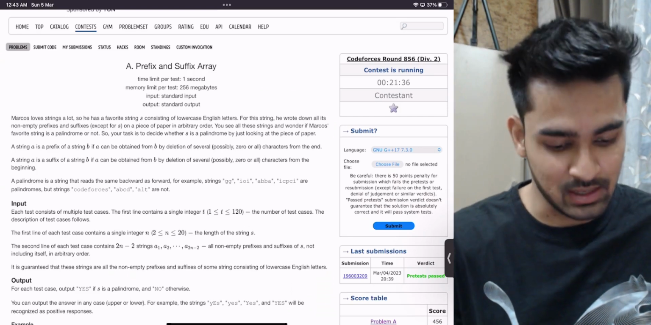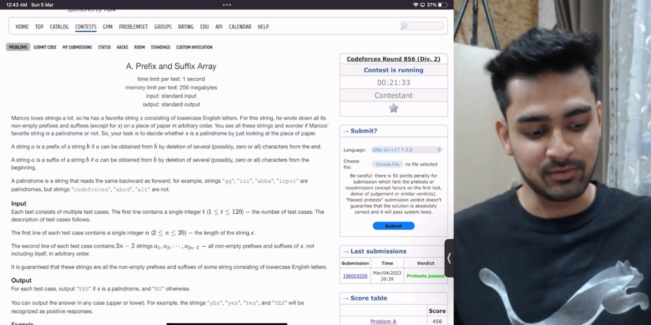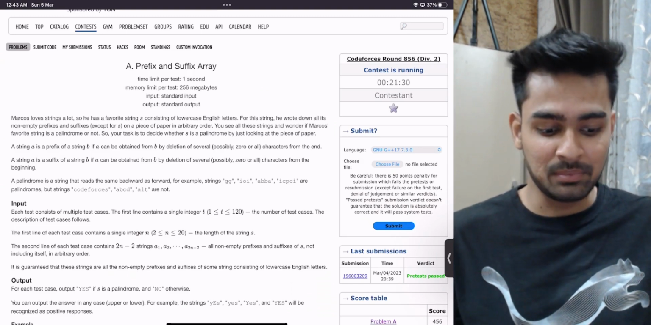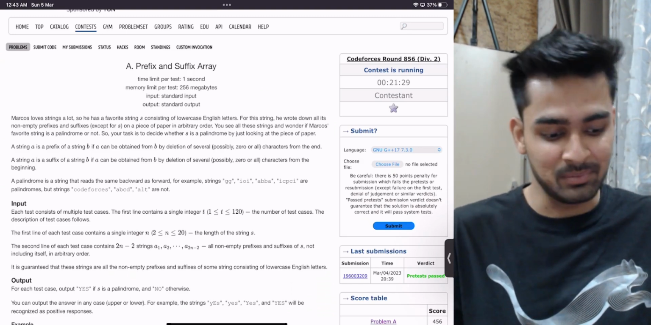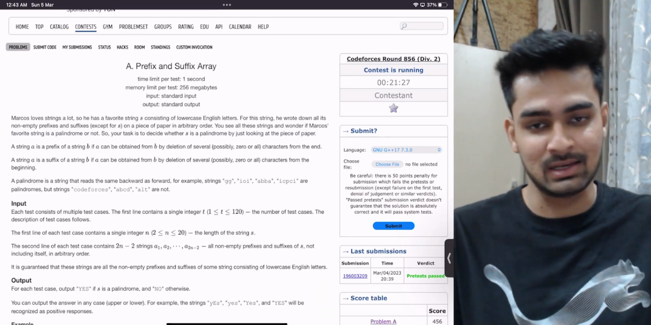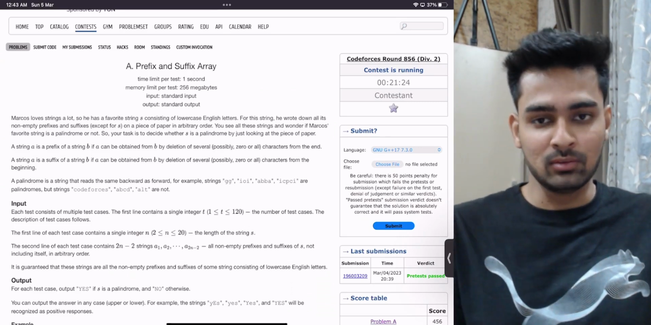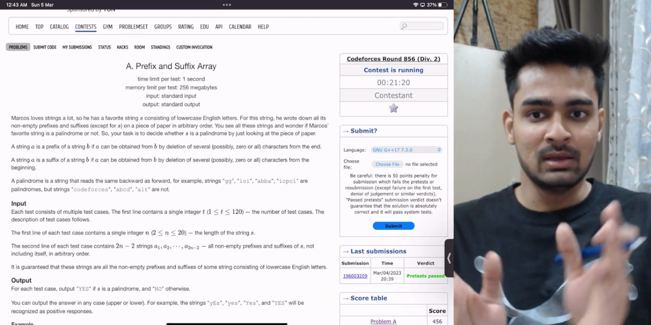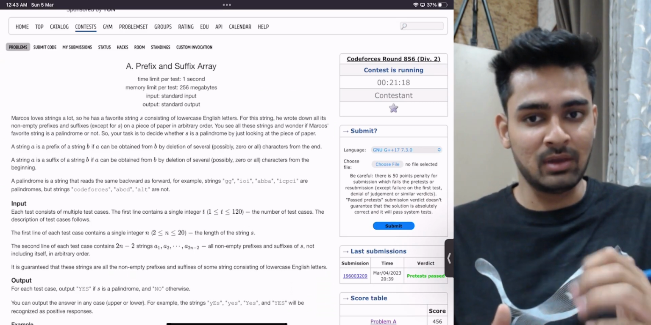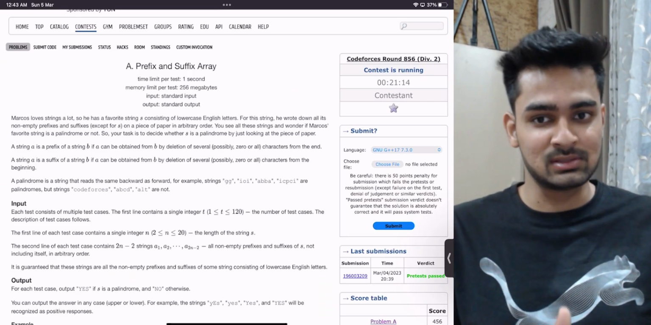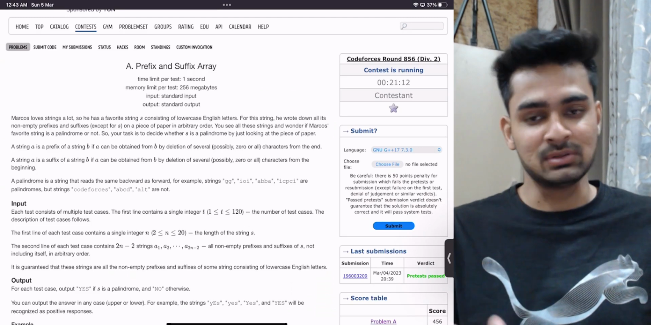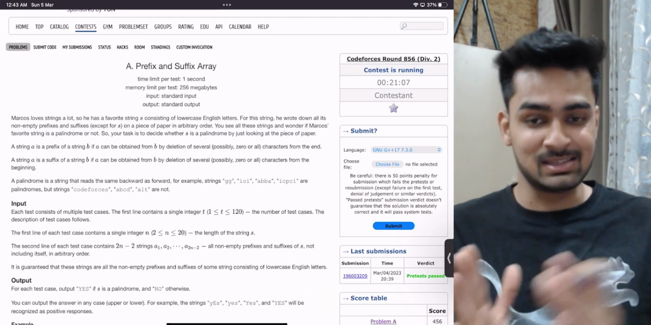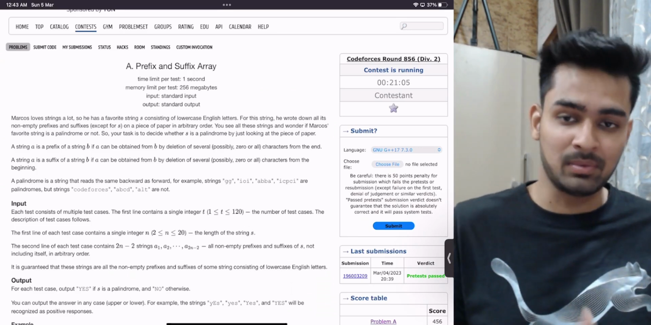A, prefix and suffix array. Marcos loves strings a lot, so he has a favorite string S consisting of lowercase English letters. For this string, he wrote down all the non-empty prefixes and suffixes except for S on a piece of paper in an arbitrary order. As we know, a prefix is the entire string except we have removed some characters from the end, and a suffix is the entire string except you have removed some characters from the starting.